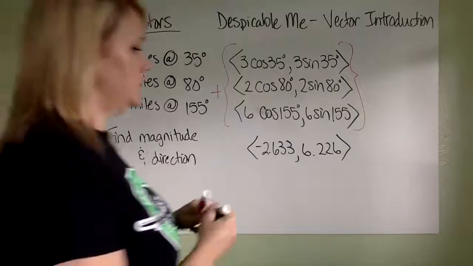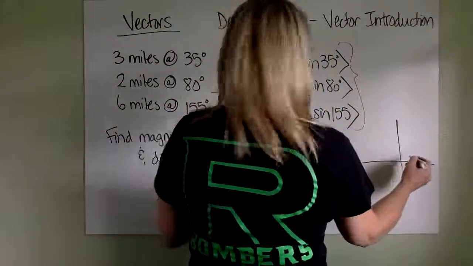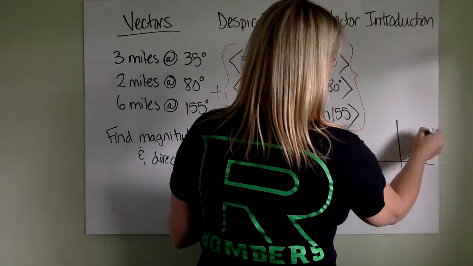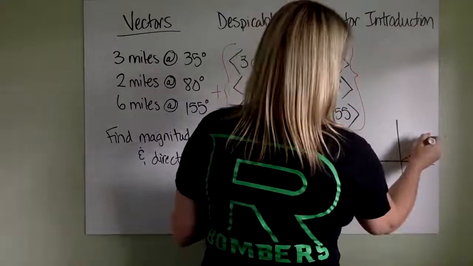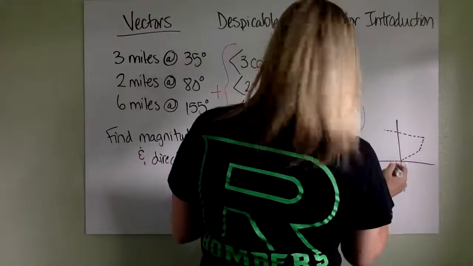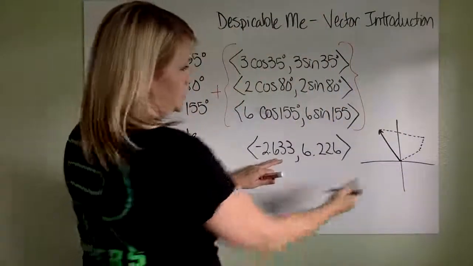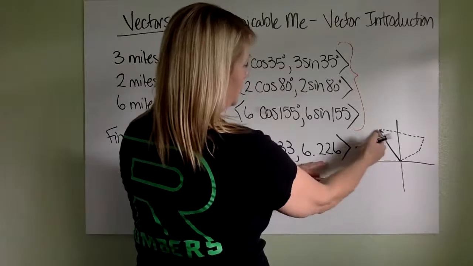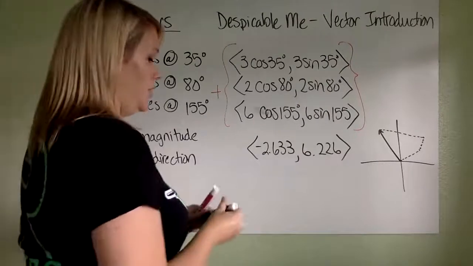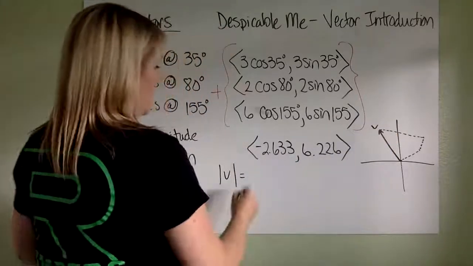So that's our component form of where Angela ends up after walking those three segments. Let's draw a little picture of what we're talking about. So she walked 35 degrees for 3 miles, and then 2 miles at 80 degrees, and then 6 miles at 155 degrees, something like that. And so her resultant vector, when she's done, goes left 2.633, up 6.226. So it's something like that. See this picture.